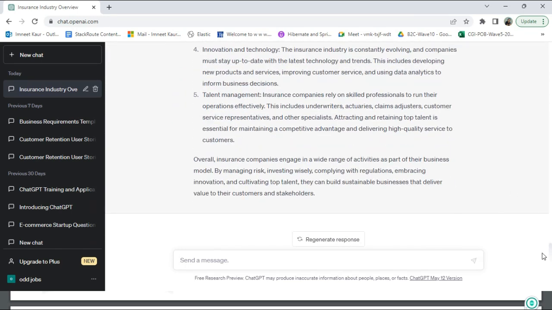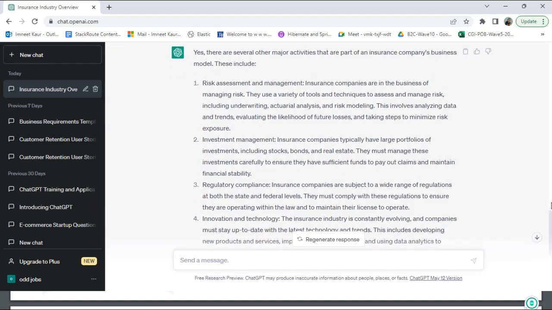So now again, if you go back to the response, it has given us some major activities that are part of an insurance company's business model, which includes risk assessment and management, investment management, regulatory compliance, innovation and technology, and so on. So now let us see how ChatGPT will answer for the claim processing process, as it is very important here in the insurance field.